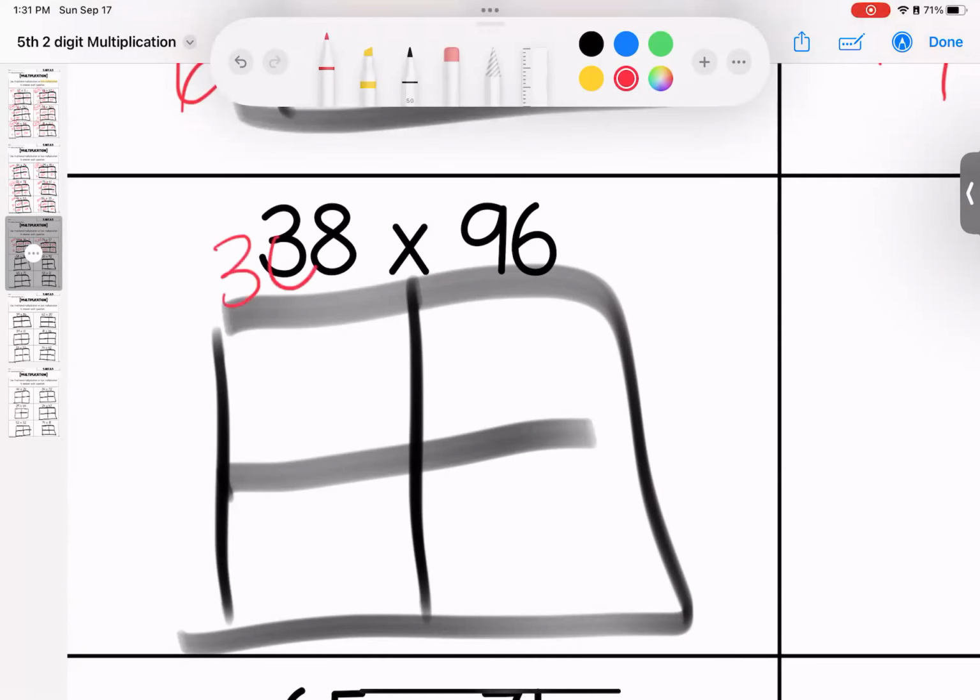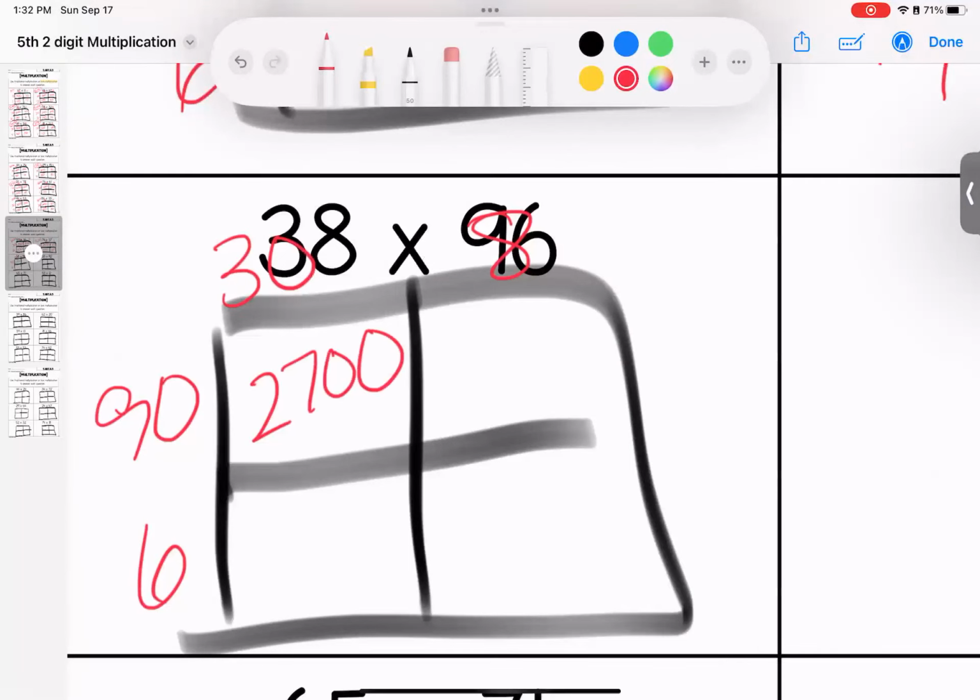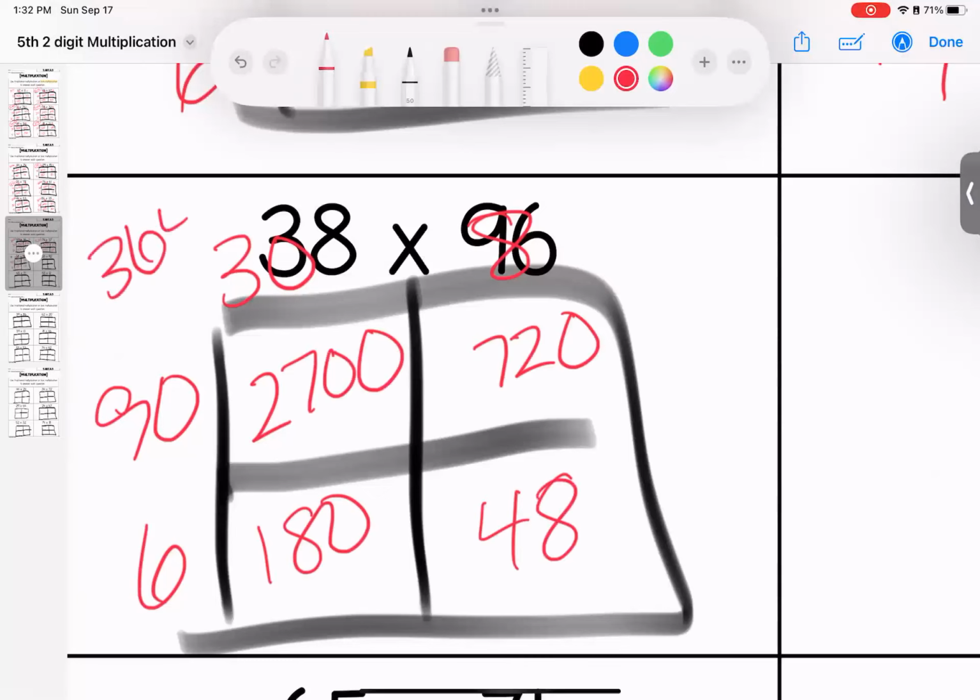Down here to 38 times 96. We have 30 and 8, 90 and 6. 9 and 3 is 27. 9 and 8 is 72. 6 and 3 is 18. 6 and 8 is 48. In total, 3,648.